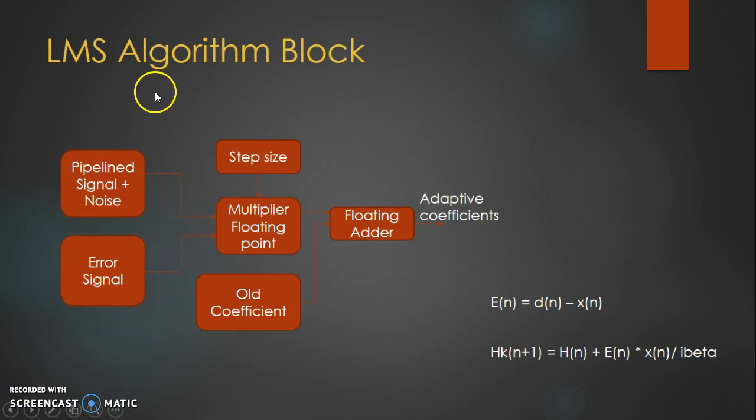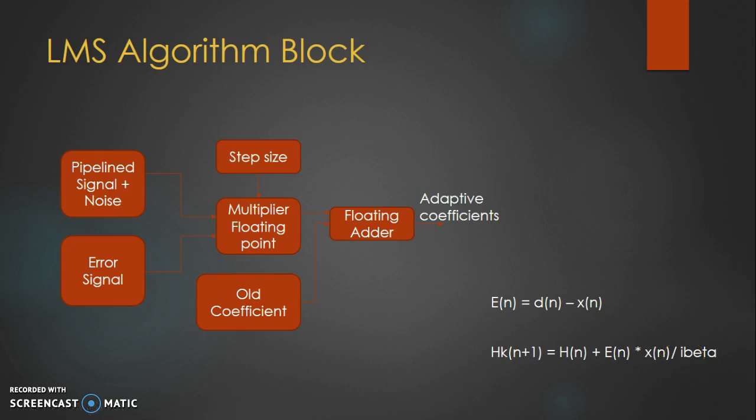So this is the LMS algorithm block diagram. We get the pipelined signal plus noise, that is x of n, and error signal e of n, which goes into a multiplier. So this is my adaptive coefficients equation. The error signal d of n minus y of n is fed to a multiplier where the error signal and my signal plus noise are multiplied together, and it is shifted with a step factor of 2 to the beta.